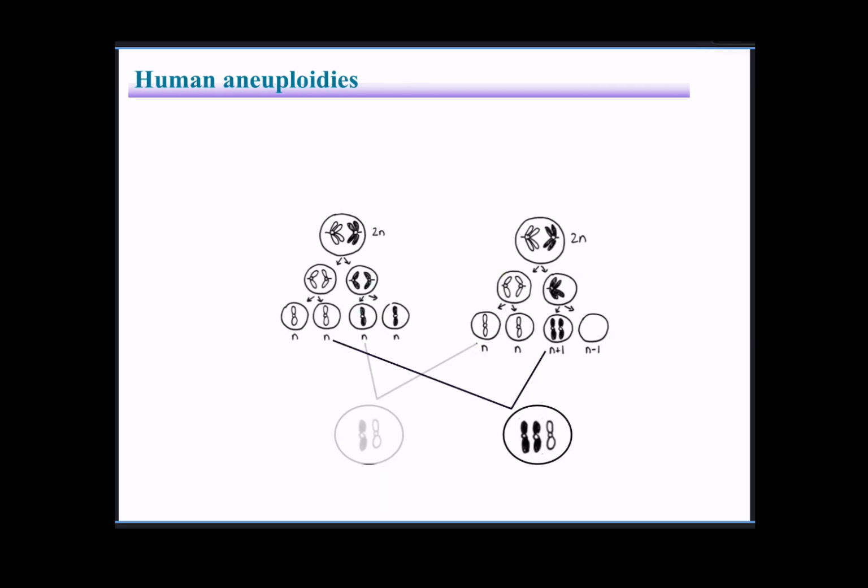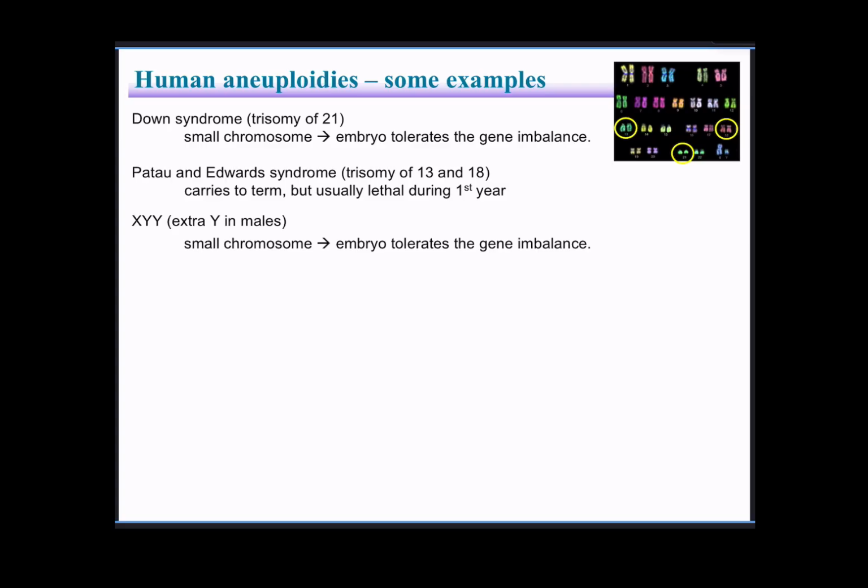Okay, so let's talk about those human aneuploidies. There are a few human aneuploidies that are tolerated during embryonic development, and that leads to healthy adults, or relatively healthy adults. What I mean is that they can get through development. So Down syndrome is trisomy of 21. And the reason why trisomy of 21 is tolerated is that 21 is a very small chromosome with fewer genes than many of the larger chromosomes.